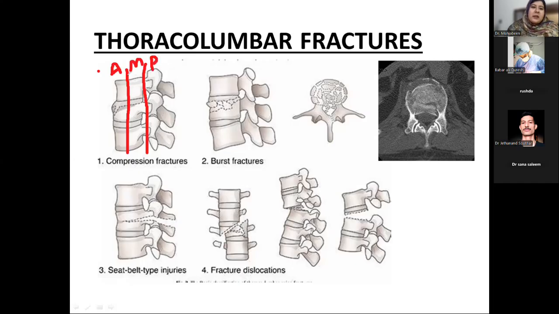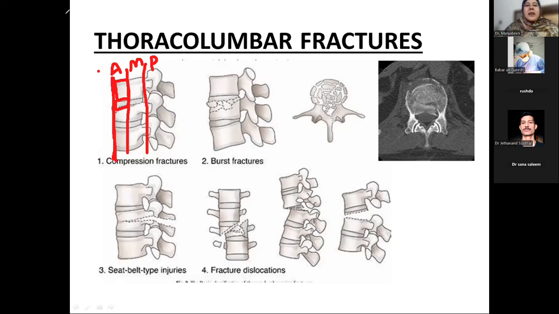So anterior column, these are arbitrary lines. Now what is in the anterior column? Anterior column contains the anterior half of the vertebral body, the anterior half of the intervertebral disc, and a ligament which is present here. What ligament is present here? Can anybody tell me what ligament is present here? Yes, Dr. Sana, your voice was distorted. Anterior longitudinal ligament. Yes, excellent. Okay, so we have the anterior longitudinal ligament.